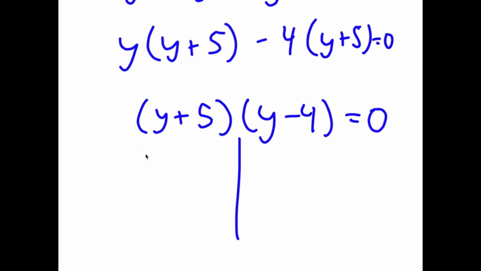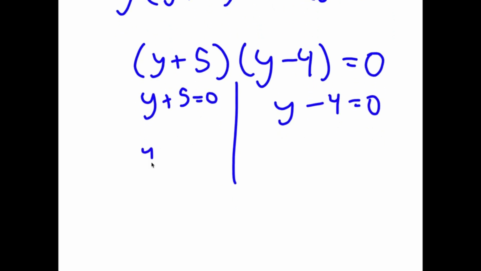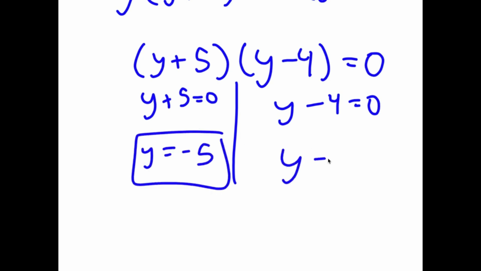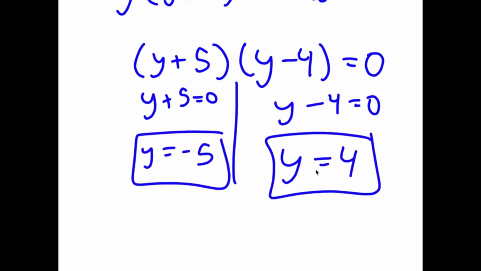So now this gives me two equations. I have y plus 5 equals 0, and I have y minus 4 is equal to 0. So y plus 5 I can turn into y equals negative 5, and y minus 4 I can turn into y equals 4.